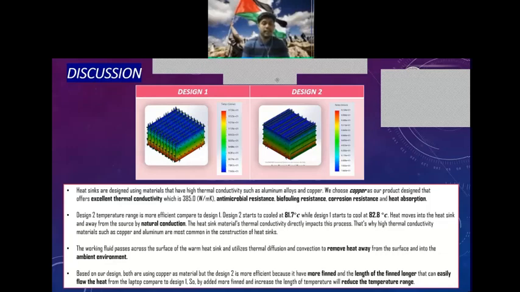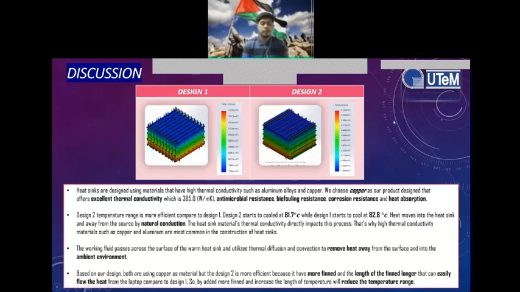Based on our design, both use copper as the material, but design 2 is more efficient because it has more fins and the length of the fins is longer, which can easily flow the heat from the laptop compared to design 1. So by adding more fins and increasing the length, we reduce the temperature range. That's all from me. I will give to Daniel for the next slide.